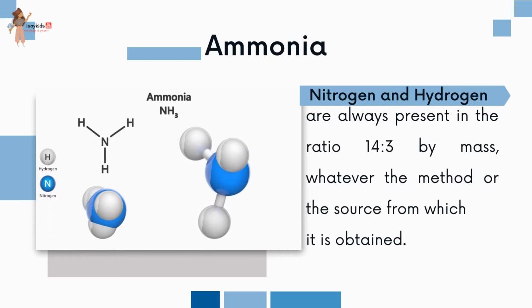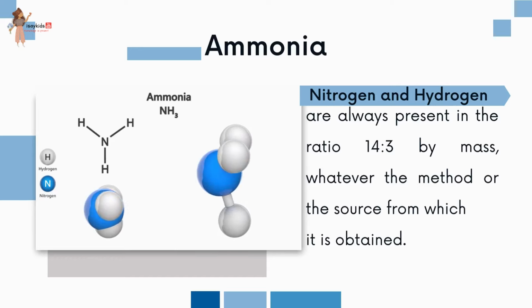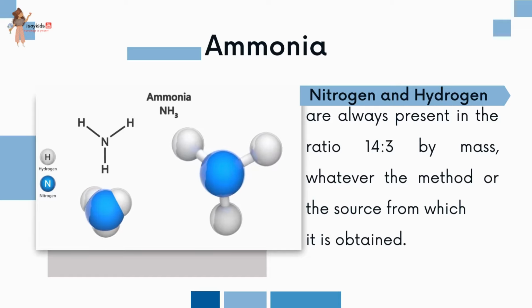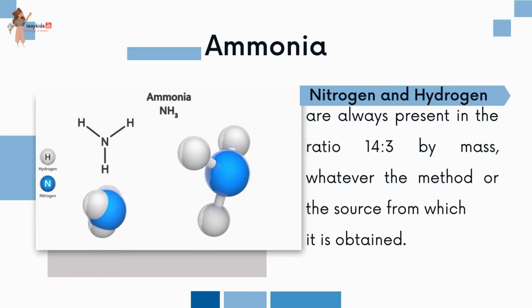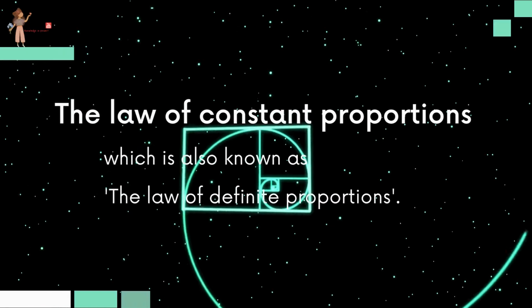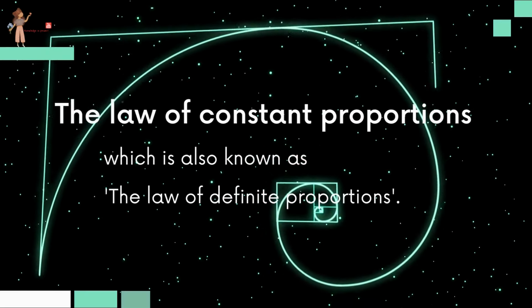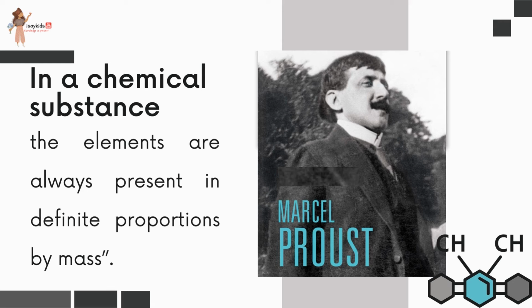Similarly, in ammonia, nitrogen and hydrogen are always present in the ratio 14 is to 3 by mass, whatever the method or the source from which it is obtained. This led to the law of constant proportions, which is also known as the law of definite proportions. This law was stated by Proust as in a chemical substance, the elements are always present in definite proportions by mass.